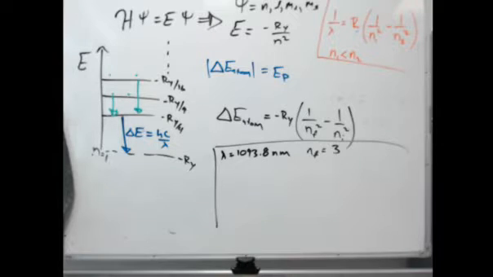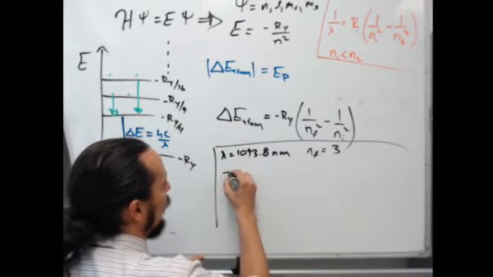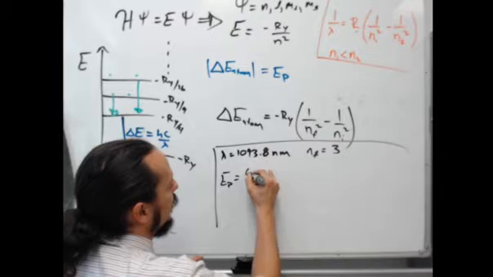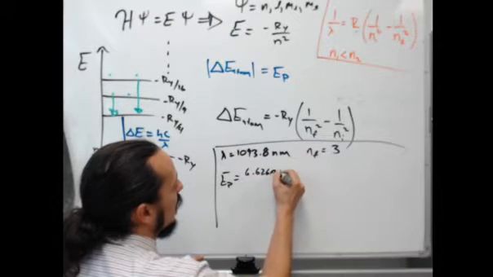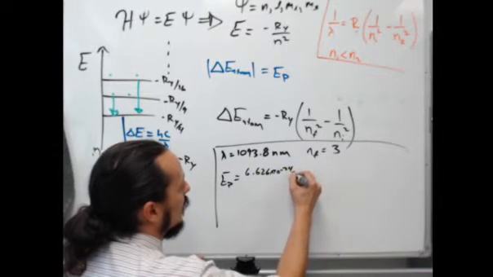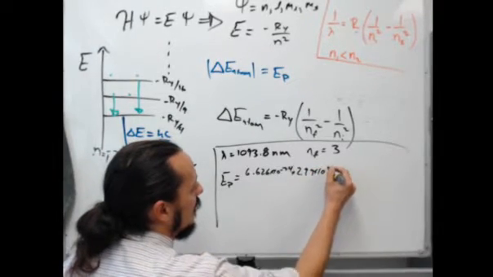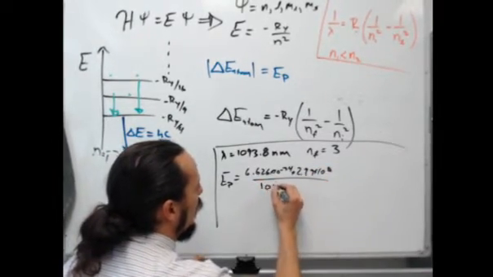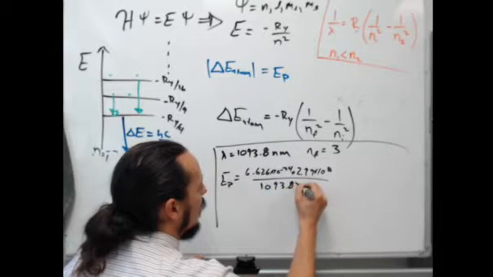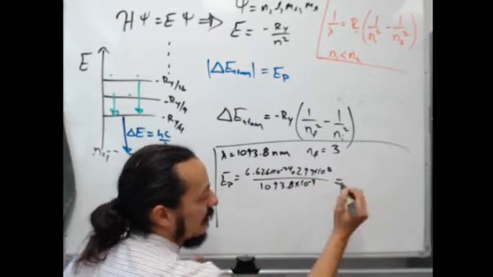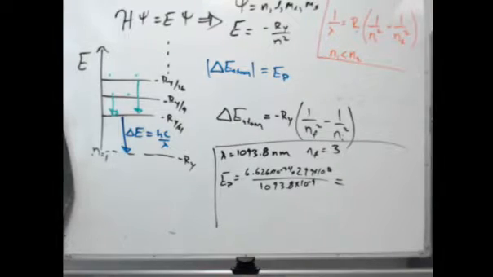Conversely, we can do it this way, where we say that the energy of the photon is equal to 6.626 times 10 to the minus 34 times, let's just call it now, 2.99 times 10 to the 8, divided by 109.38 times 10 to the minus 9. I don't have a calculator, so if you've got a calculator, help me out with that.